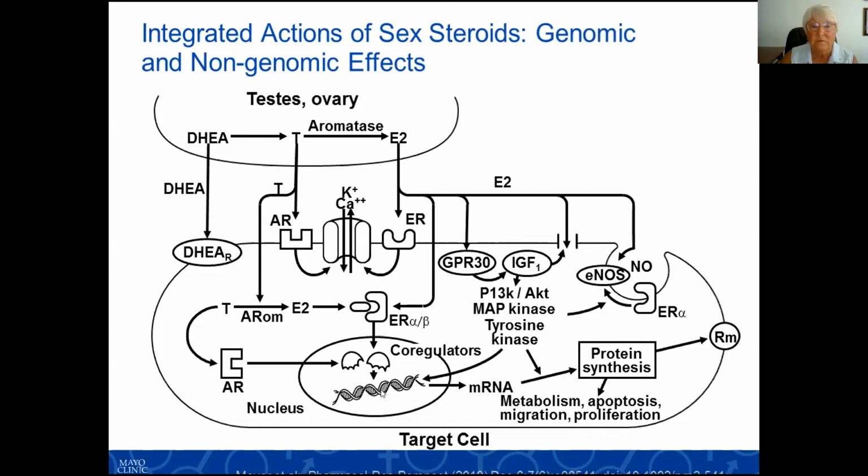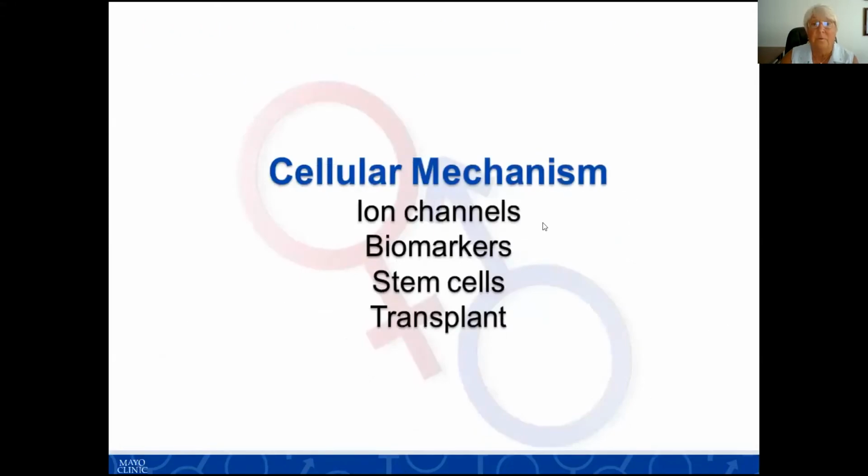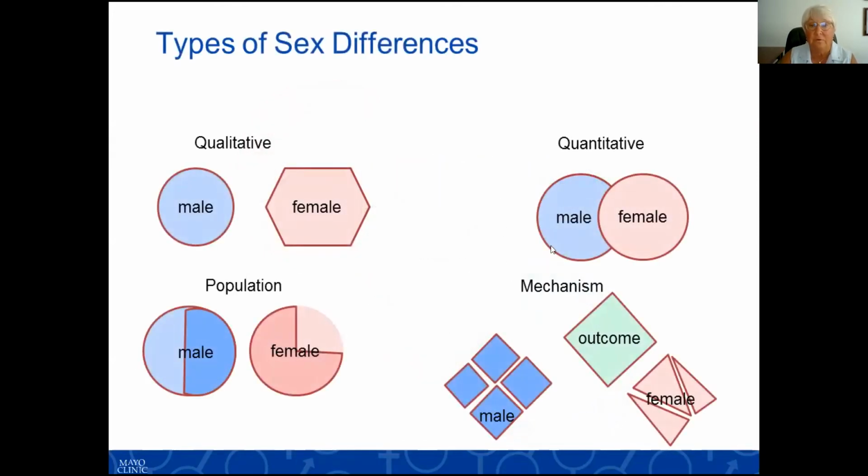So I think we have to keep in mind that we have these very dynamic systems where you have sex as a basic component of the nucleus and the genetic mechanism, but then layered on top of that are these hormonal interactions. So when we talk about cellular mechanisms, we talk about ion channels, biomarkers, stem cell, and transplant, but we have to consider that the mechanism and the outcome may be regulated differently in males and females in terms of coming up with a particular system or mechanism. And that's why it's critical to consider the sex of the experimental material, the age of the experimental material, and the hormonal status, because those three factors can't really be segregated.